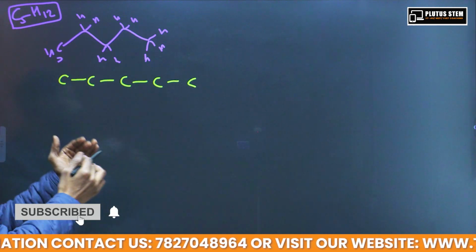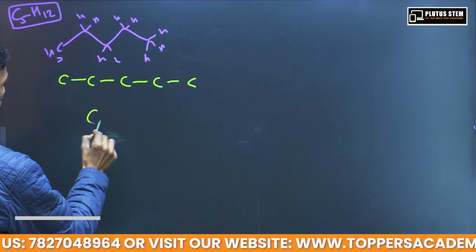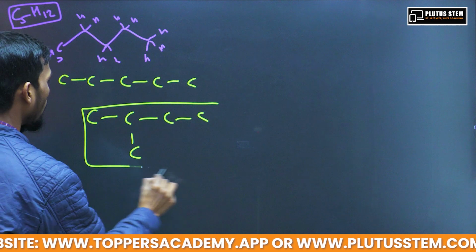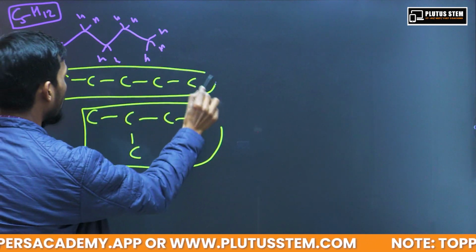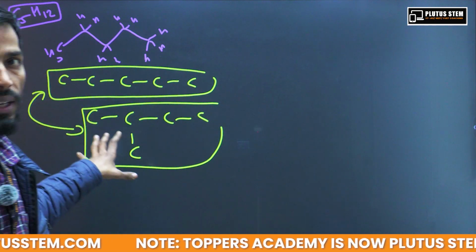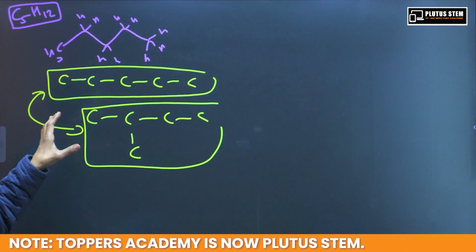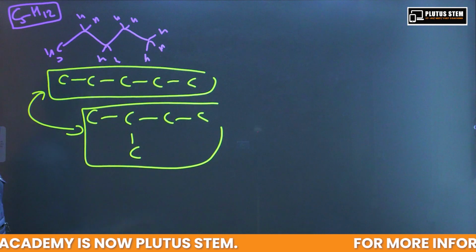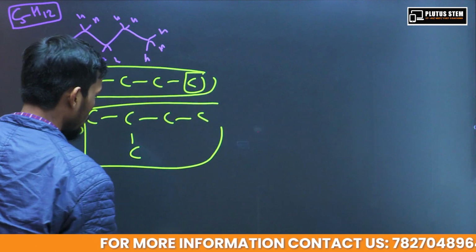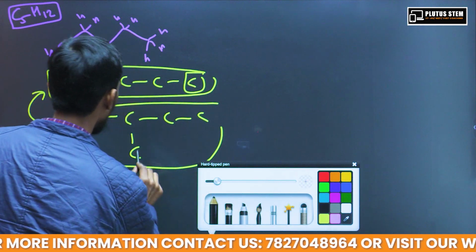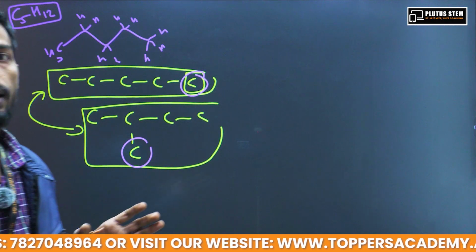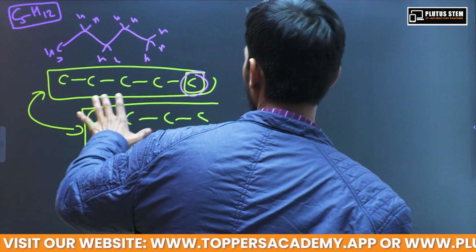If we alter the sequencing like this, then this one and this one are different structures due to the sequencing. Here we are changing the sequence of the carbon chain. This carbon earlier was attached at this side, and now we are attaching it at this position. So we are changing the sequencing. This can be for any element.